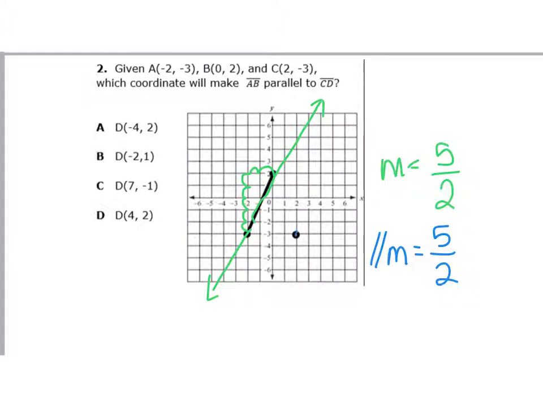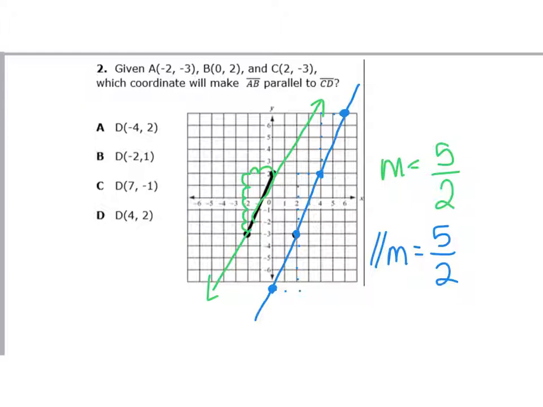I'm going to start right here at the point they've given me, and I'm going to go up 1, 2, 3, 4, 5, and over 2. You could also go down 1, 2, 3, 4, except I'm going to fall off my graph, over 2. Then you'll find your parallel line, which doesn't look terribly parallel to my green line because I didn't draw it very straight. But that's all right.